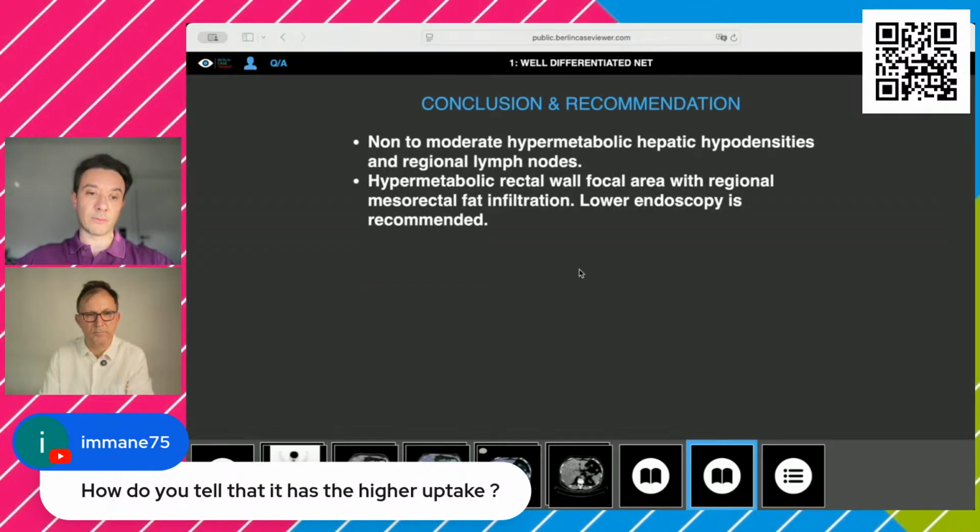Personally, I rely on visual assessment unless there's a criteria, of course. For example, in lymphoma, we use the Deauville criteria, so that's a different story. You have to use the liver as a reference. But generally speaking, for lesions, mainly I check the background activity. If it's higher than the background activity, then if it's higher than the liver activity, I would go between moderate to intense uptake.